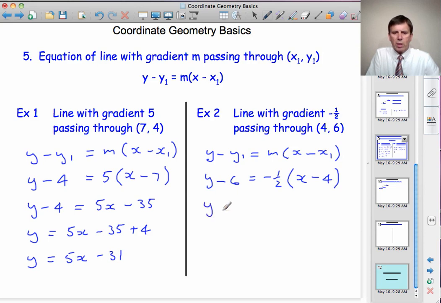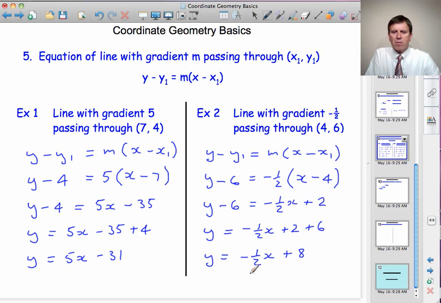Multiply out the bracket and we get y minus 6 is equal to minus a half times x is minus a half x. Minus a half times minus 4. A minus times a minus is a plus, and a half times 4 is 2. Bring this minus 6 to the other side and we get y equals minus a half x plus 2, and when the minus 6 comes across it becomes plus 6, to give a final answer of y equals minus a half x plus 8. So that has gradient minus a half and it passes through the point 4, 6.